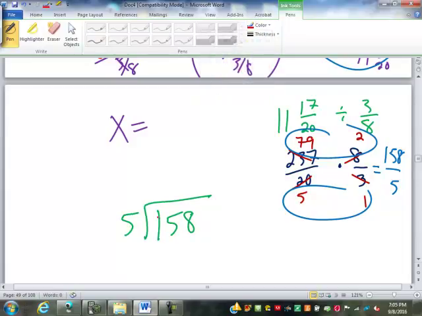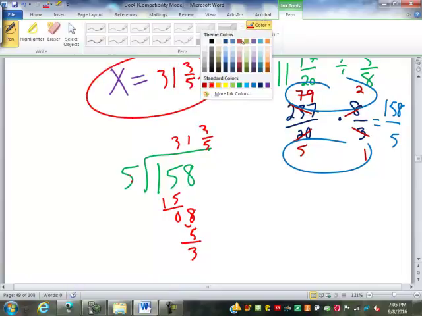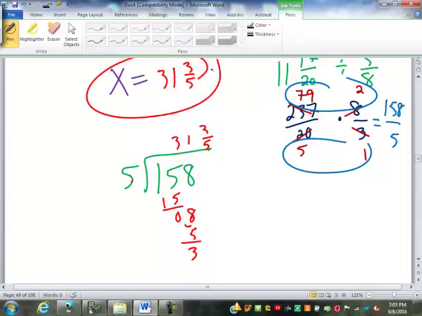158 divided by 5. 5 goes into 15 3 times. Nothing left over. Bring down the 8. 5 goes into 8 1 time, with 3 left over, so it's 31 3/5. What do you think? Okay. We're not going to make you do a lot with the fractions, I promise.